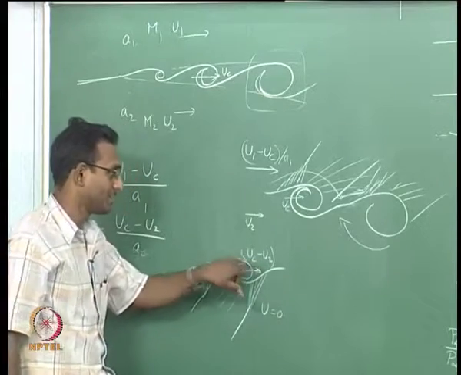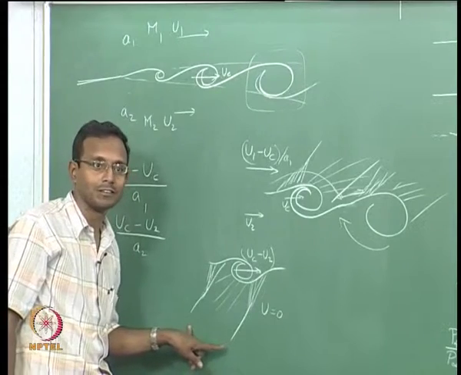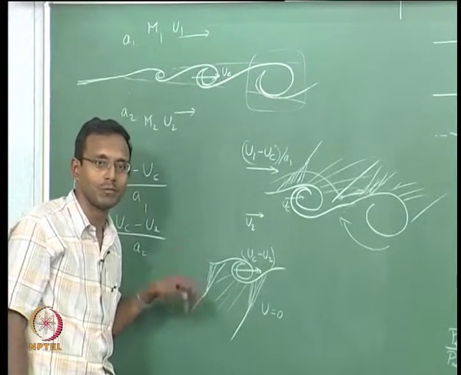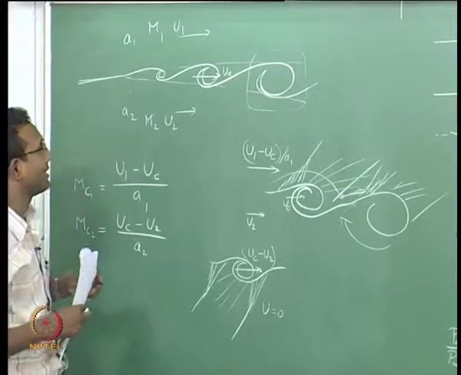If the difference is very large, then you will see that these waves are significant. If the difference is small, they become more and more insignificant. This is how your shear layer structure happens.